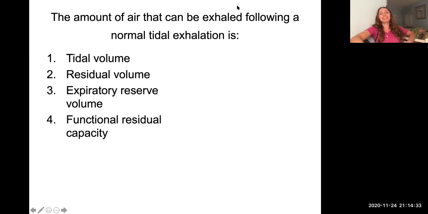Okay, so the amount of air that can be exhaled following a normal tidal exhalation is: A, tidal volume; B, residual volume; C, expiratory reserve volume; or D, functional residual capacity.